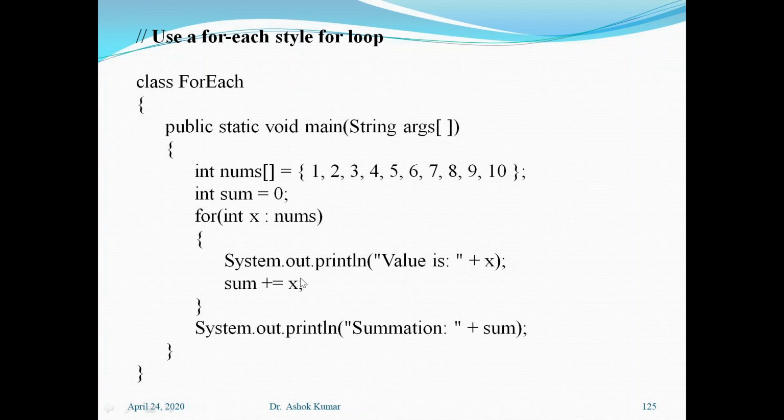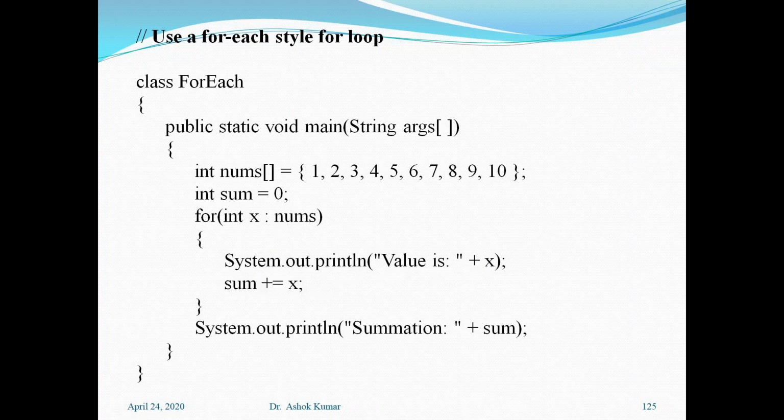And in the next line, we'll add the value of x to sum. Initially the sum is 0, so the value of sum will change from 0 to 1. Then it will go to the beginning of the loop again, and with the second iteration, x will take the second value, that is 2. Again the body of the loop will run, so you will get the result, value is 2. And with this step, 2 will be added to the variable sum.